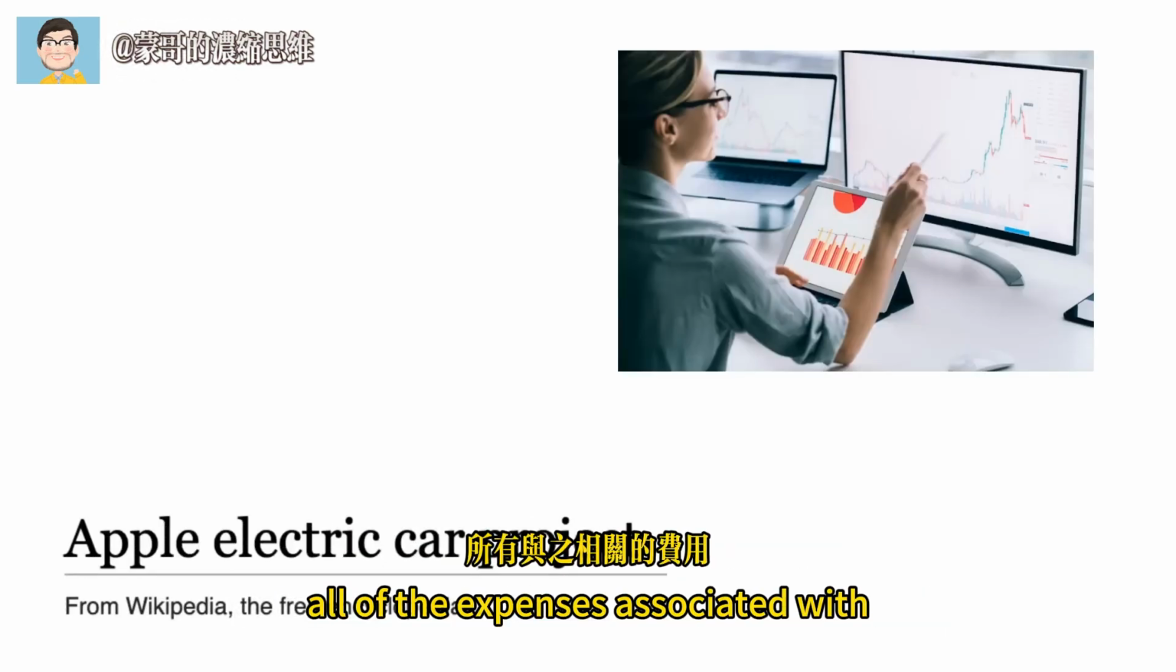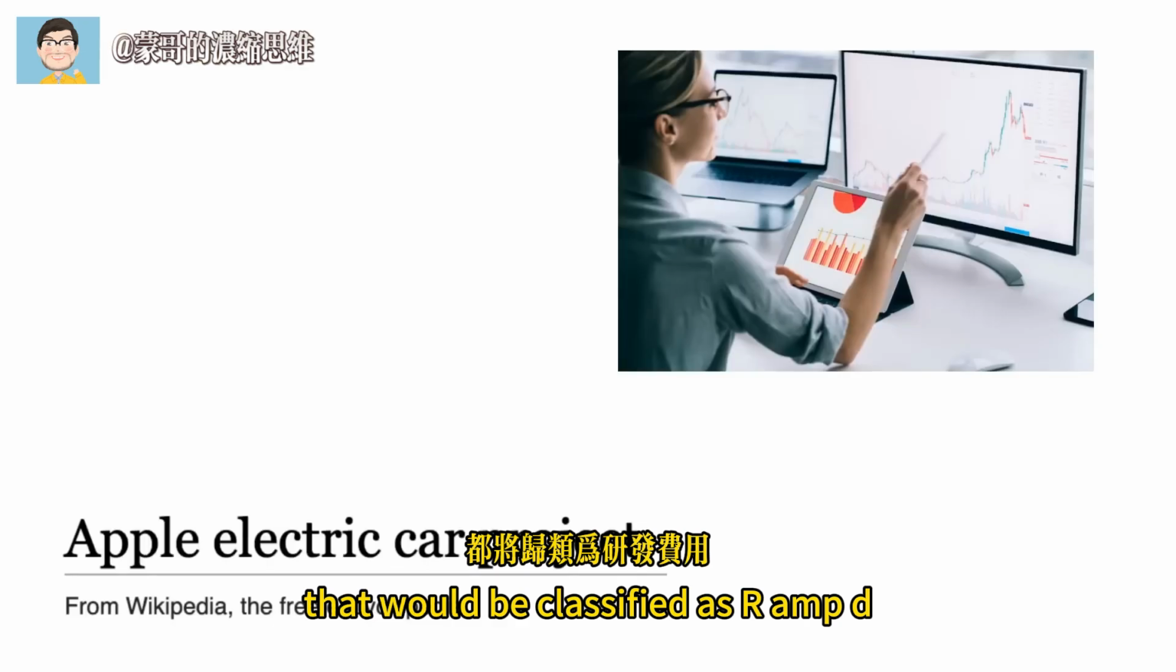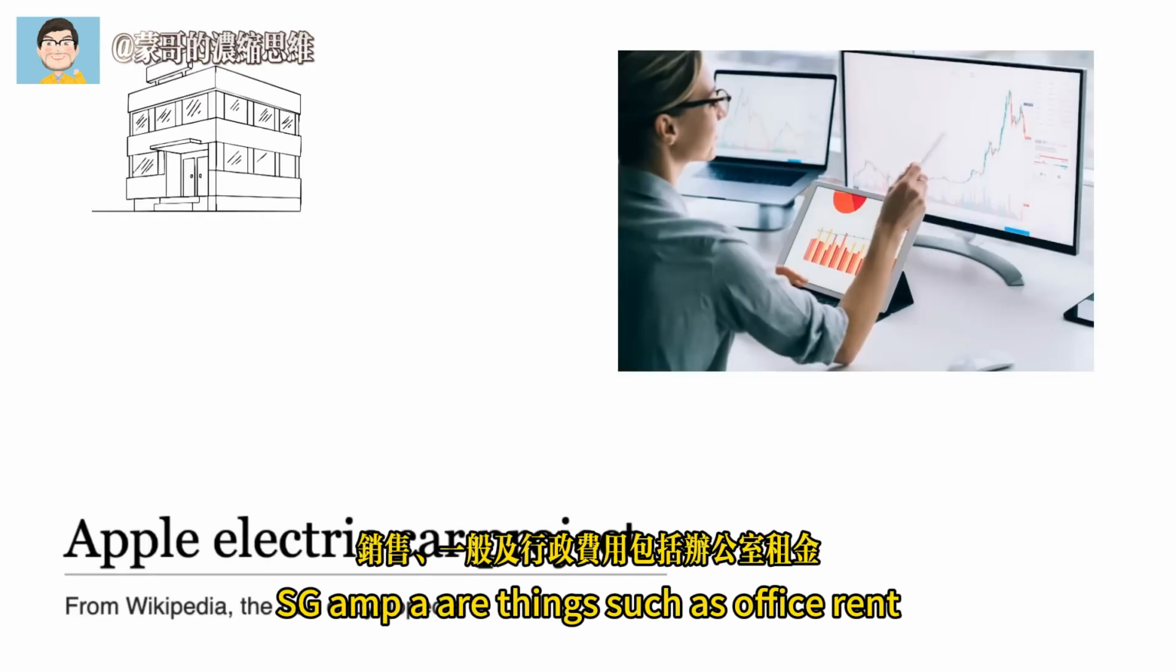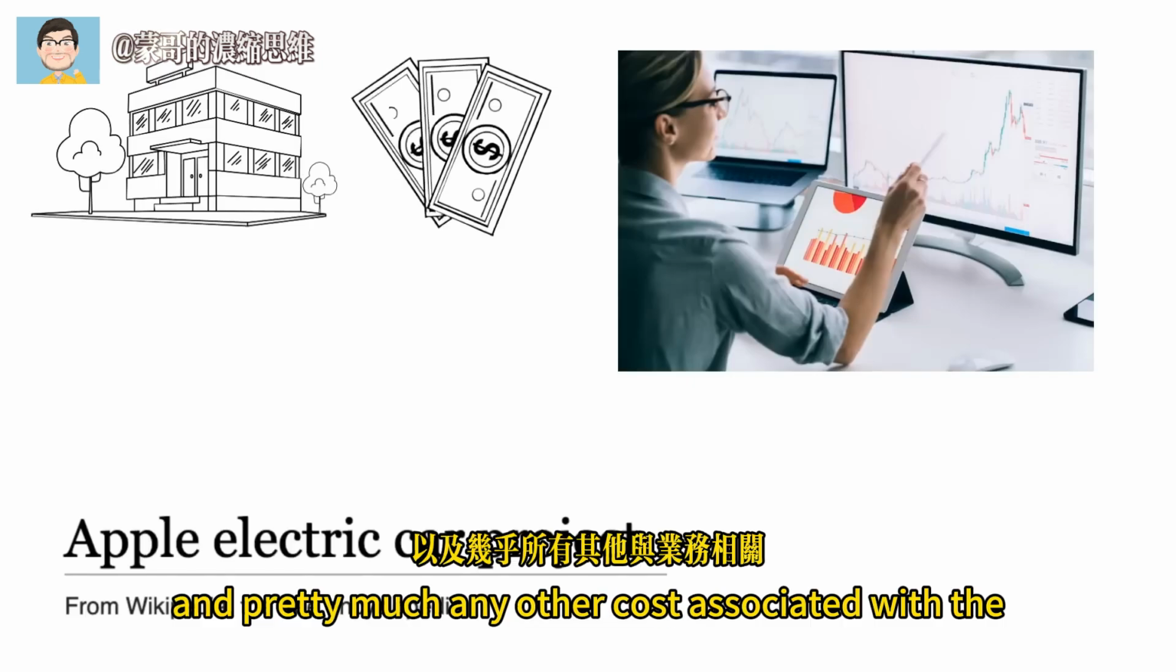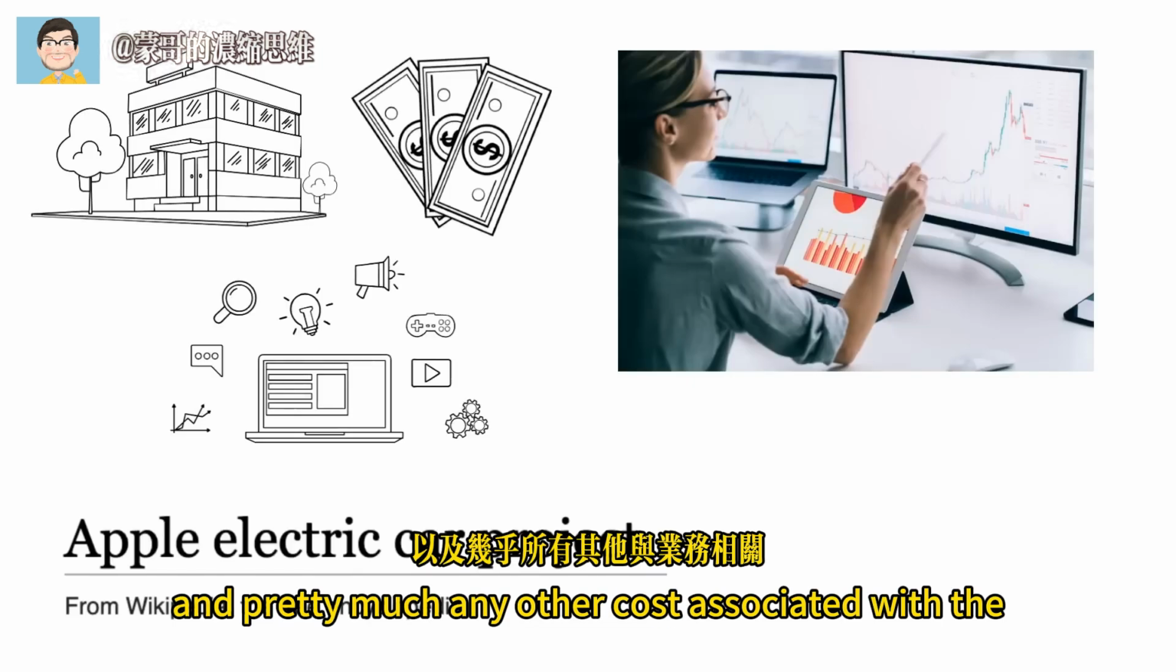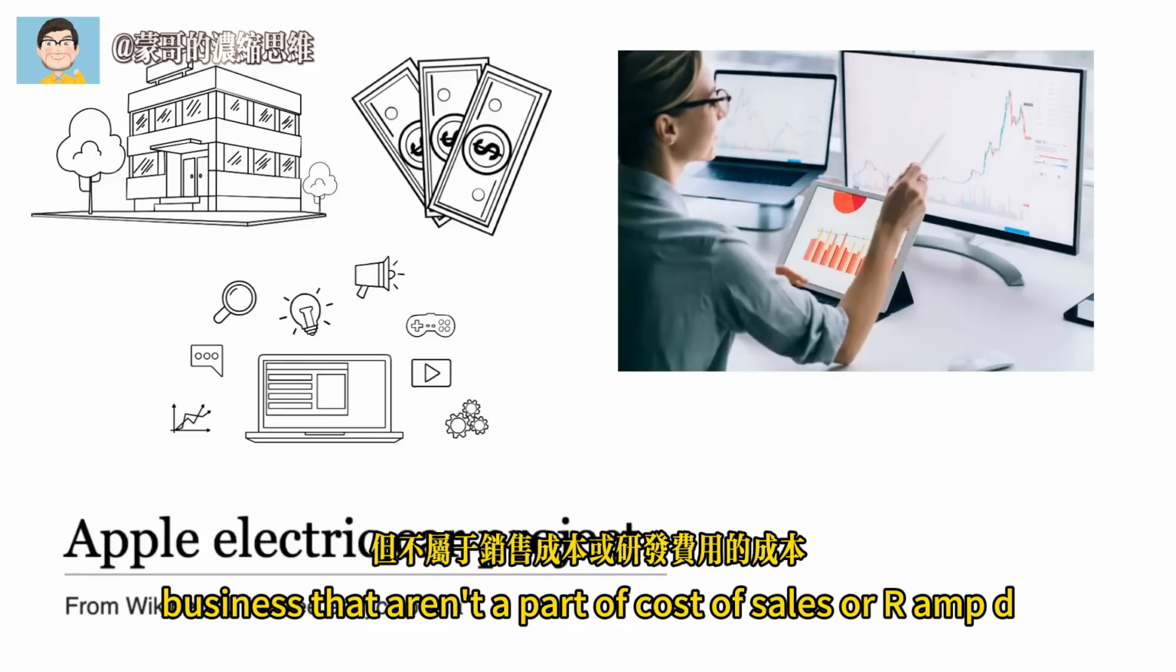All of the expenses associated with that would be classified as R&D. SG&A are things such as office rent, employee wages, marketing, and pretty much any other costs associated with the business that aren't a part of cost of sales or R&D.